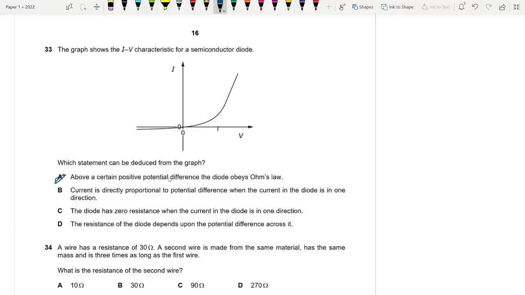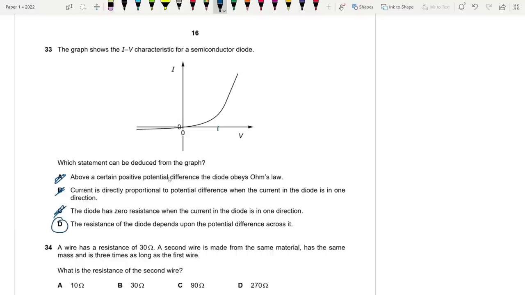B, current is directly proportional to the potential difference when the current in the diode is in one direction. No, it's not proportional. For proportional, it had to be like this, okay? It is exponential. The diode has zero resistance when the current in the diode is in one direction. This is wrong. It has infinite resistance on one side, on the left, and on the other side, we say that it doesn't have zero resistance, but after a certain point, resistance decreases substantially. That's how we word it. So C is also incorrect.